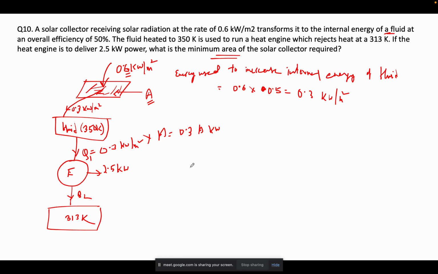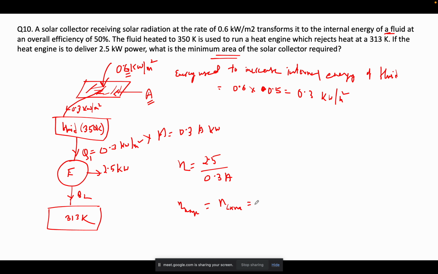So that means eta is very clear to us, it is nothing but 2.5 divided by 0.3 into A. Now hang on, we cannot calculate area by this. Why? Because we don't know any other information. We are given temperatures, but it is not telling us that this heat engine is a Carnot heat engine. But they are telling us to calculate the minimum area. So if you have to calculate the minimum area, what will be your maximum efficiency possible? That is your Carnot efficiency.